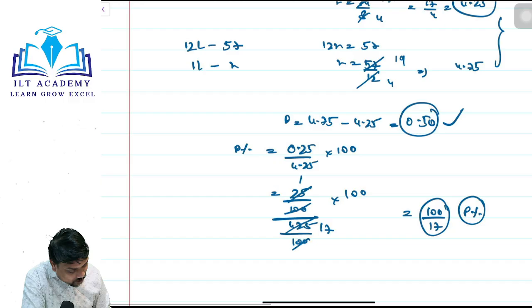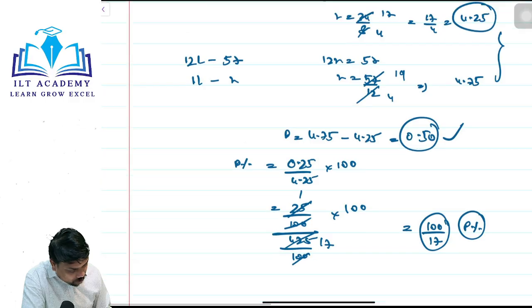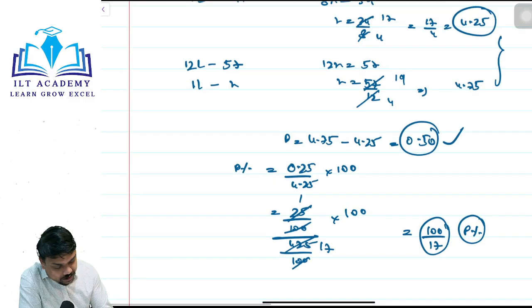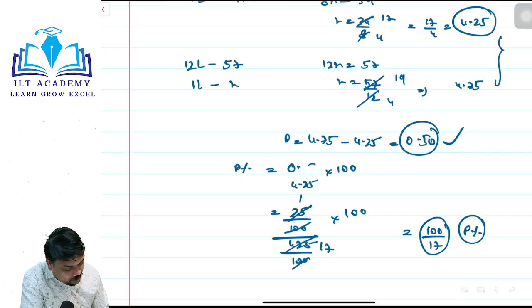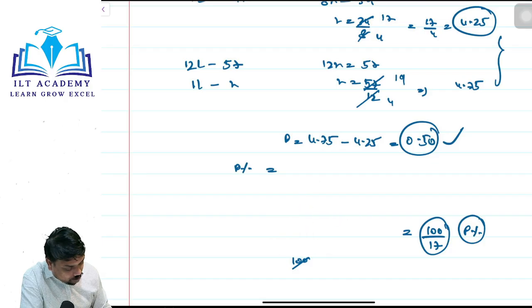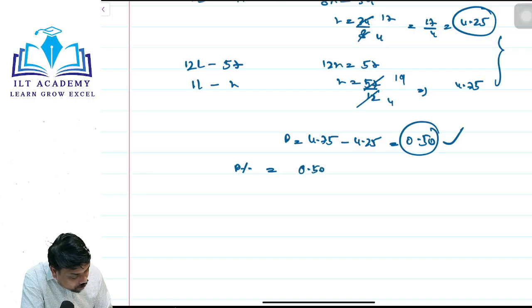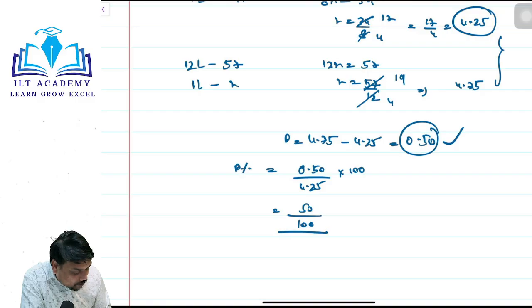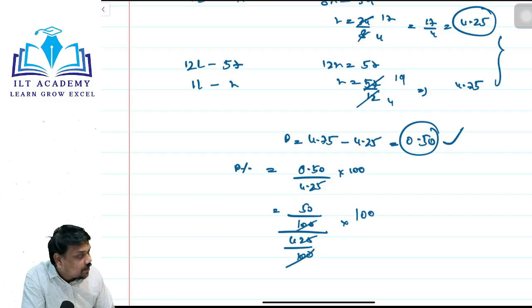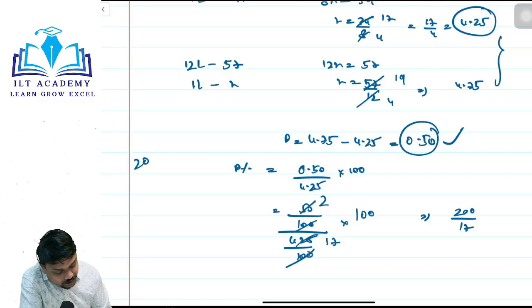It is not coming out right. Wait 1 second. Sorry, the profit is 0.50, not 0.25. It doubles. So 200 by 17 it is. That is 0.50 divided by 4.25 into 100, which is 50 by 100 divided by 425 by 100, into 100. The 100s cancel. Now 25 2s are 50, 25 17s are 425, so 200 divided by 17.